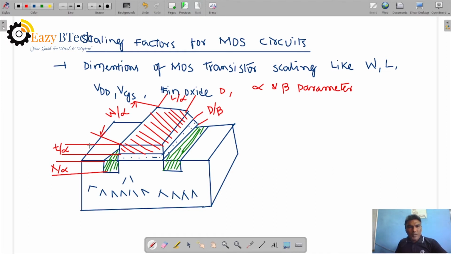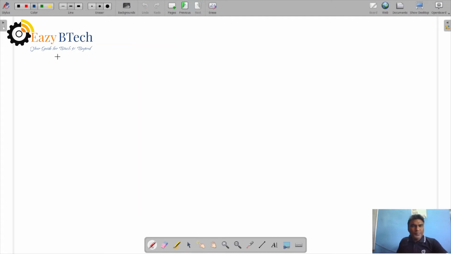Okay, so W is width of the polysilicon scaling by alpha, length is scaling by alpha, and SiO2 layer scaled by beta, and thickness of this polysilicon by 1 by alpha, and N plus diffusion is scaled by alpha. Now the other voltages also we can reduce by beta. So VDD is scaled by 1 by beta, and VGS is also scaled by 1 by alpha. Let us see some scaling factors, let us go one by one.